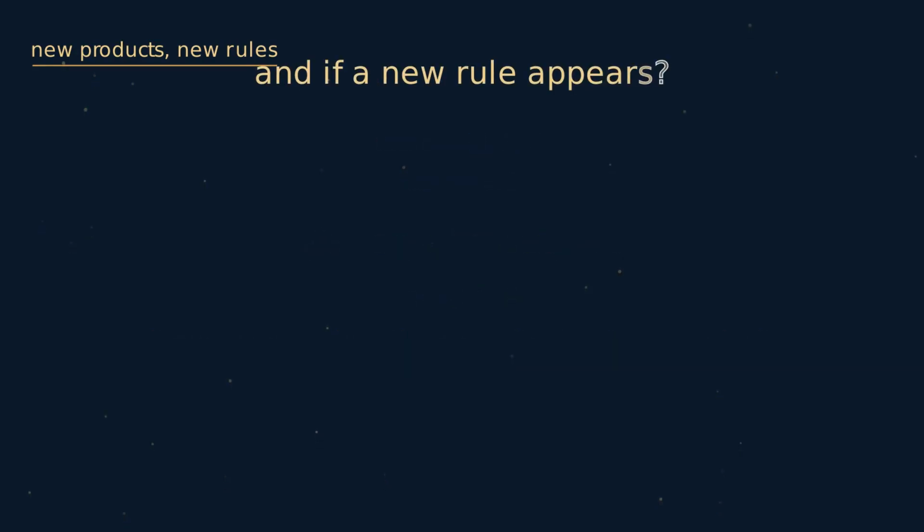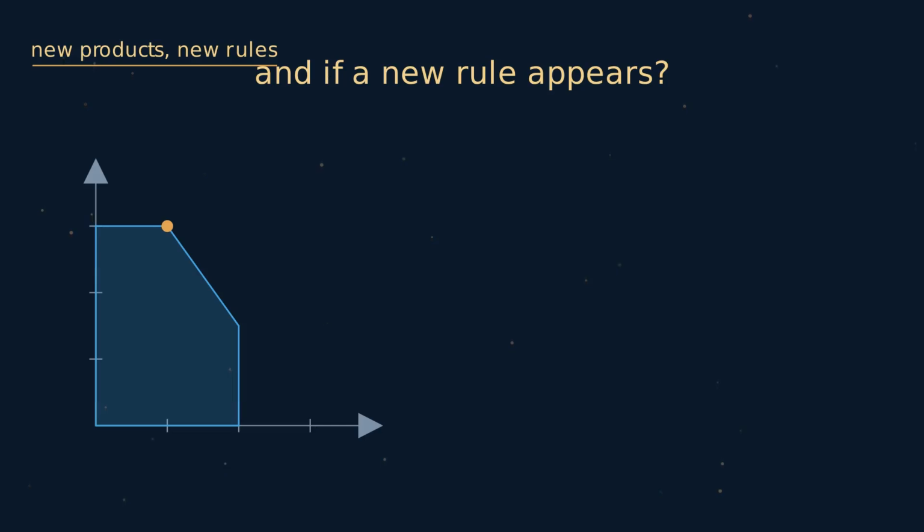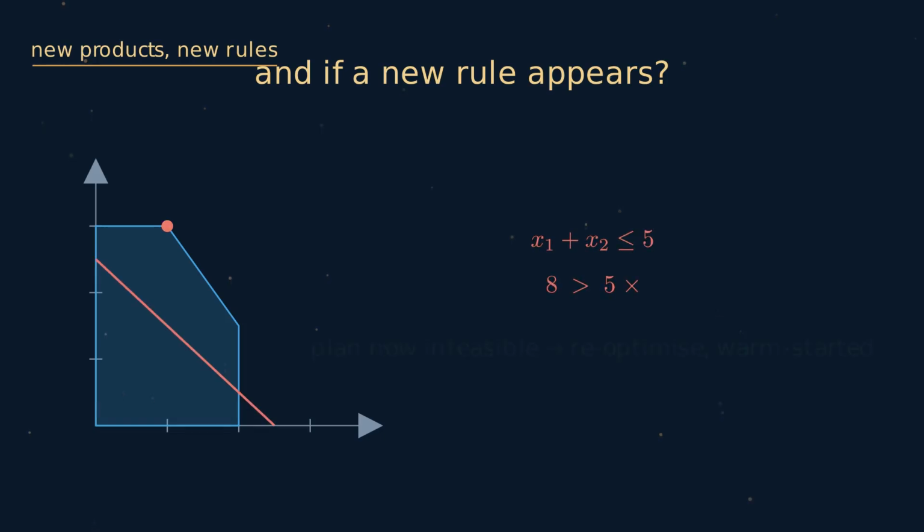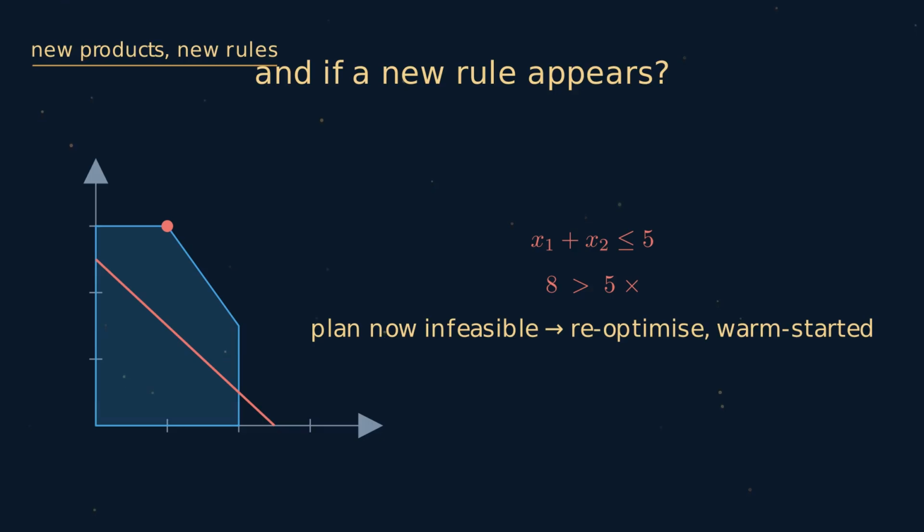Same trick works for a brand new restriction. Say a shipping contract caps total output at 10 units. Don't resolve. Just check. Your plan makes 2 plus 6, which is 8, comfortably under 10. The new rule was never binding here, so the optimum doesn't move an inch. Tighten it to 5, and now the test fails. 8 is more than 5, your plan has just become illegal, and this time you do have to reoptimize. Even then you start from the table you already have and repair it, rather than beginning from zero.